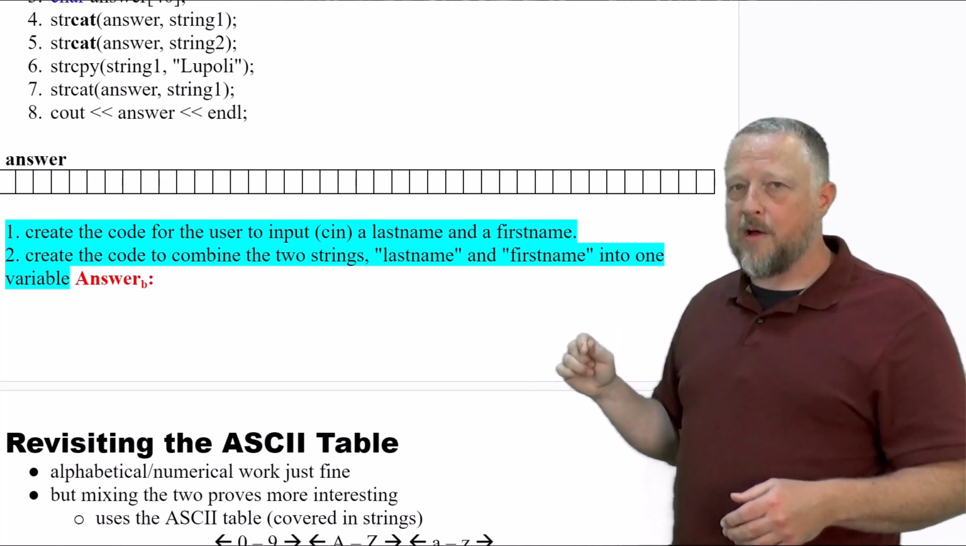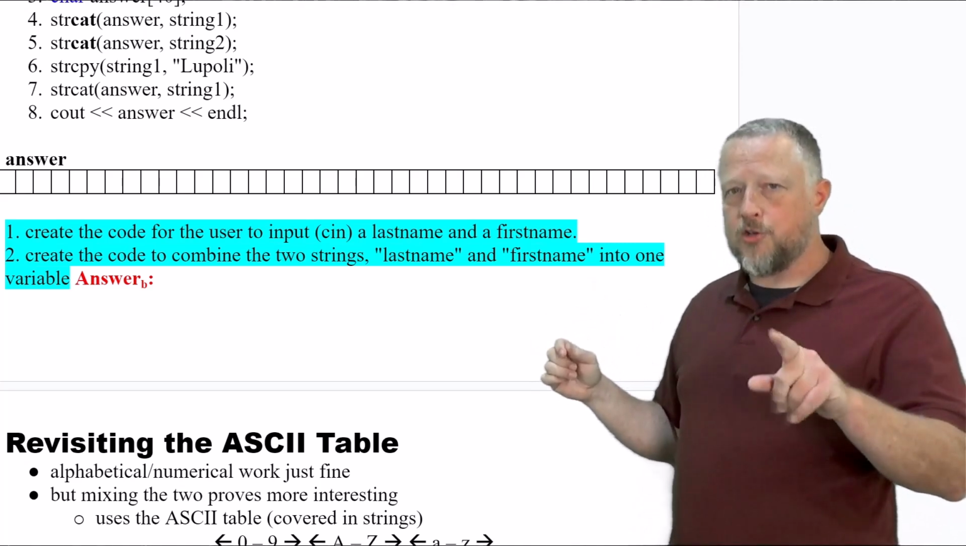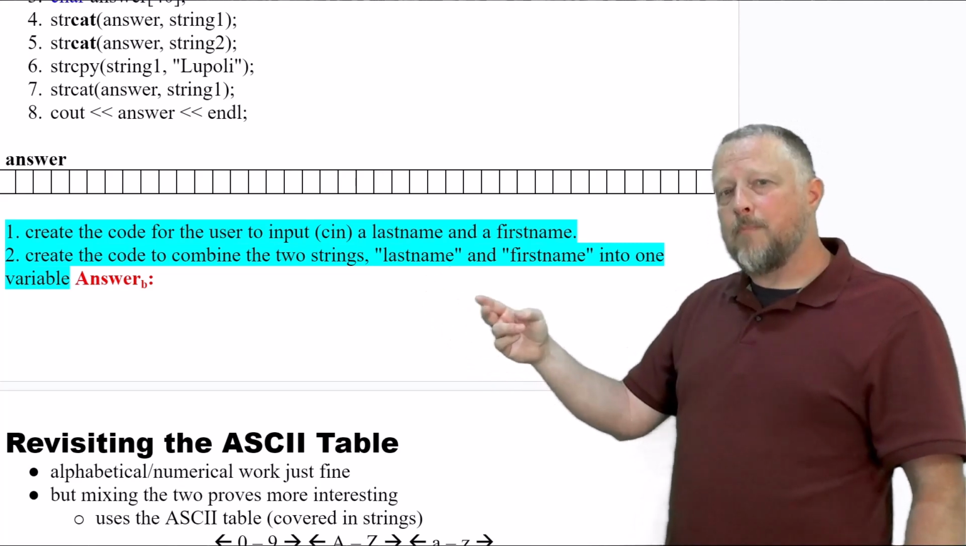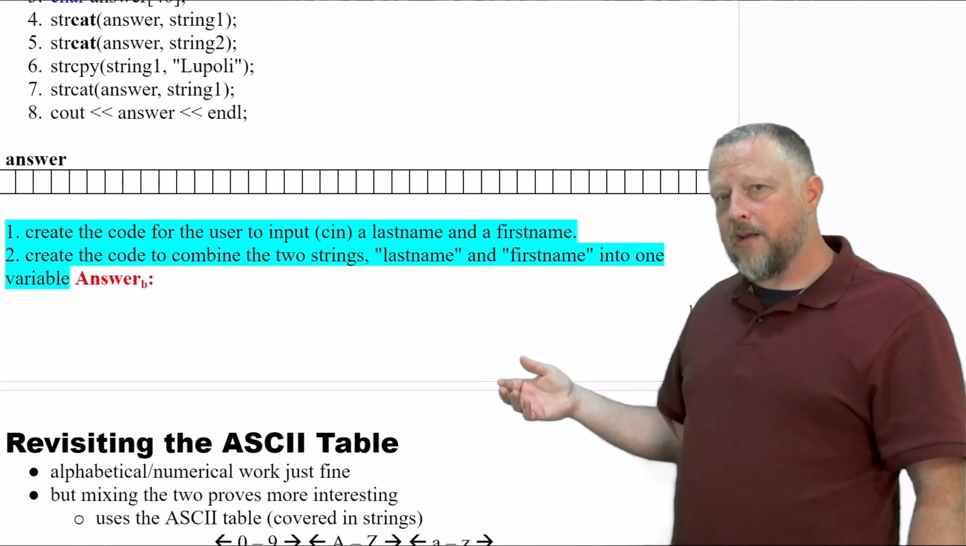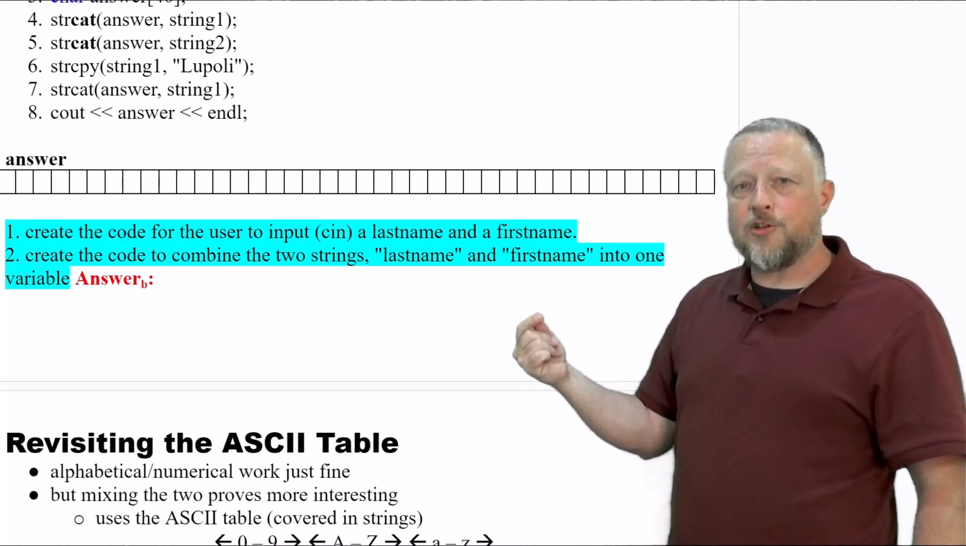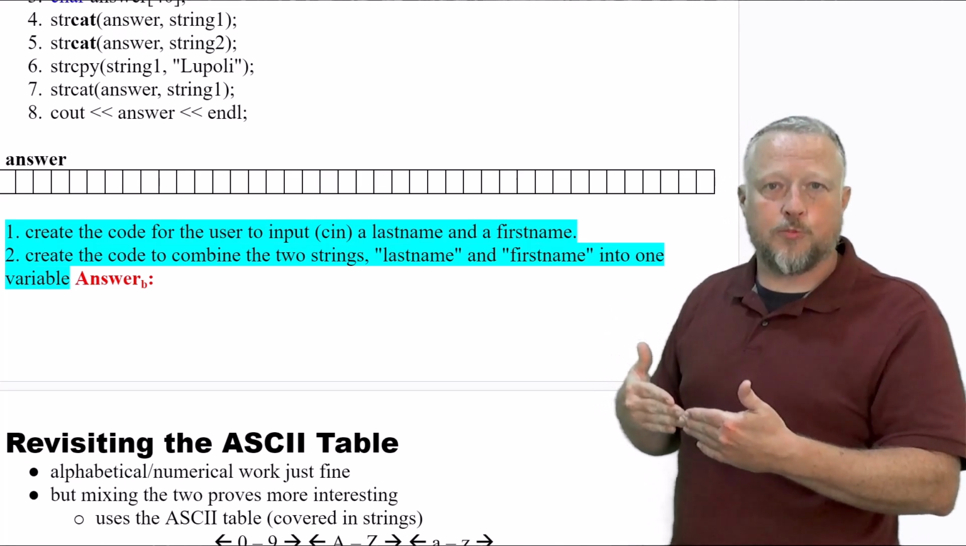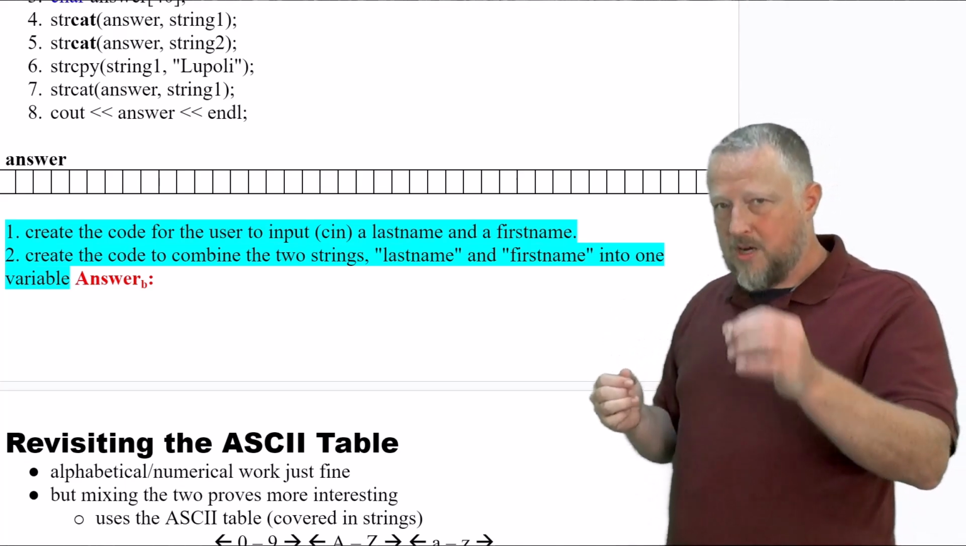Now, be careful, by the way. I don't think my instructions are super clear for number 2. Do I want to combine them and then put a space in between? Or do I really want to combine the two? Literally, Sean Lupoli would now be one word, SeanLupoli, okay? So be careful with the instructions.